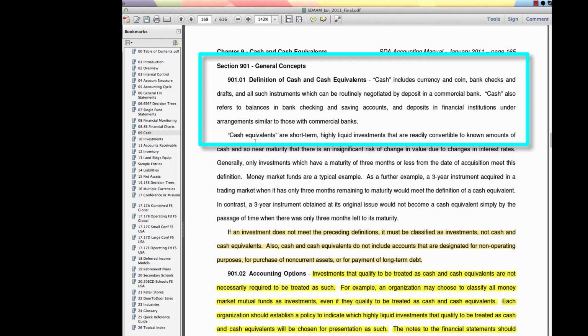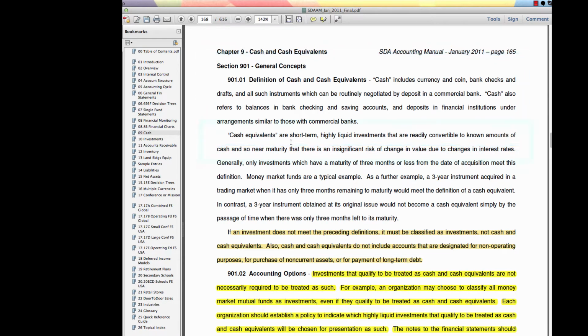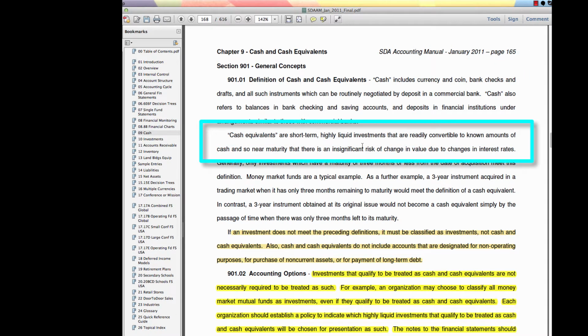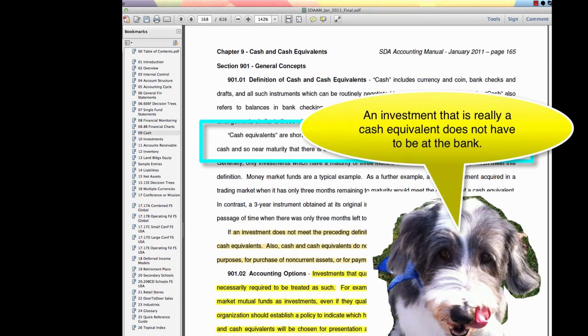Okay, but cash equivalents also includes balances and checking and savings accounts and deposits at financial institutions. And cash equivalents is a way to talk about whether bank accounts are investments or whether they are cash. If they meet the requirement of a cash equivalent, then bank accounts at the bank would be cash equivalents. If they don't, they're investments.